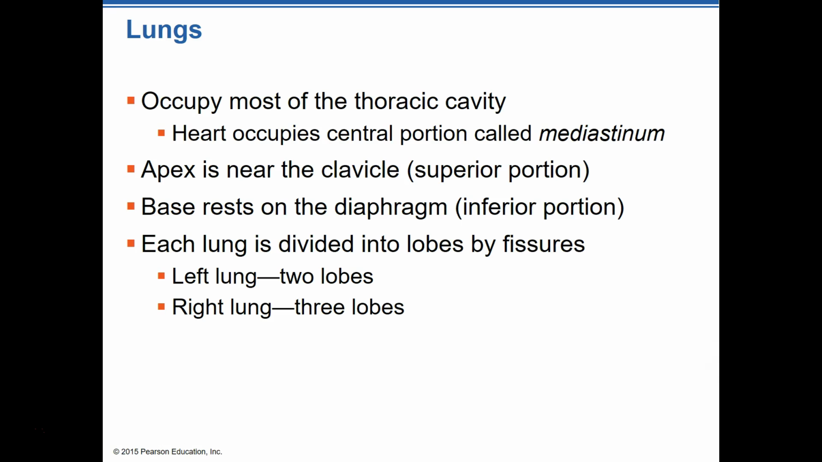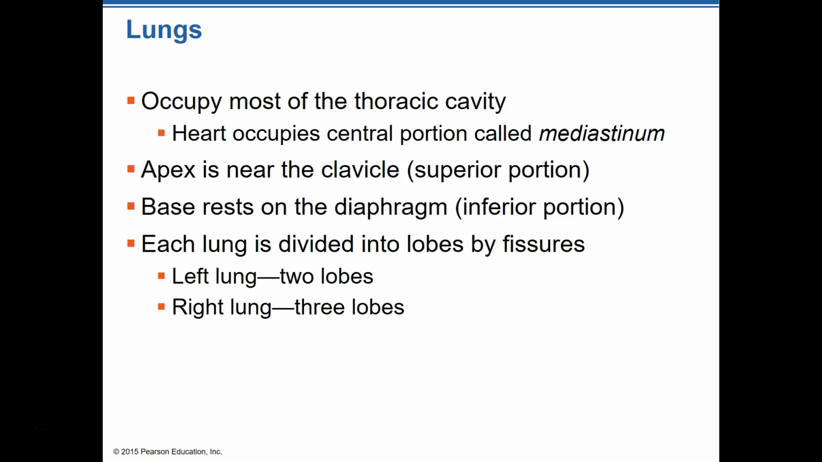All right, so the lungs occupy most of the space in the thoracic cavity. The heart's kind of in the middle; we talked about that earlier. The apex of each lung is near the clavicle, so that's the top. Remember, the apex of the heart was at the bottom. With the lungs, the apex is at the top, so the bases are down on the diaphragm. Each lung is divided into lobes by fissures. The left lung has 2 lobes, the right lung has 3 lobes.